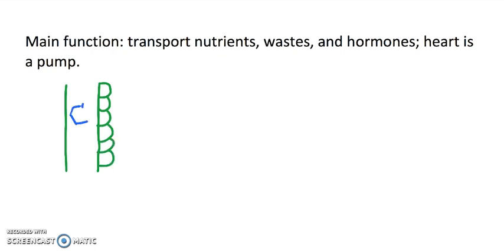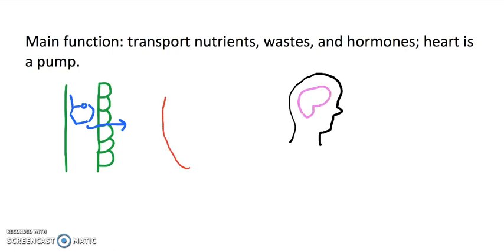Let's say here is a carbohydrate that we just digested. Now it can pass through these cells because it's the right size. But now, how would this glucose get to tissue all the way elsewhere, not near the intestine, like the brain, for example? How are we going to get glucose to the brain? And the answer is with the circulatory system.